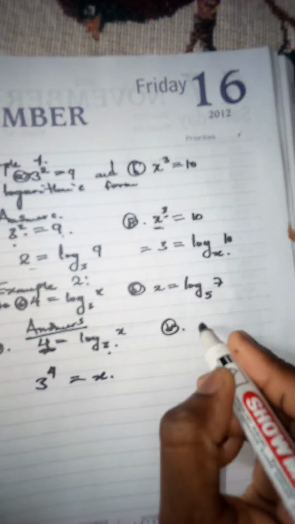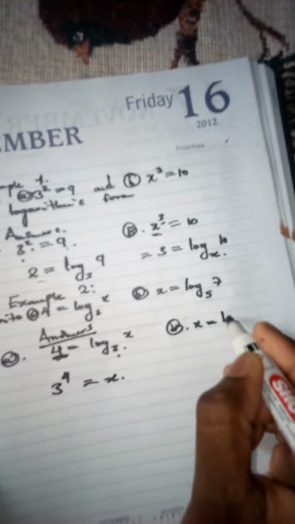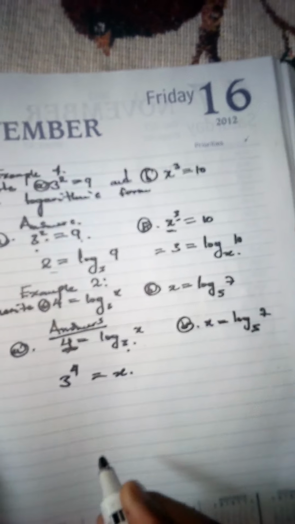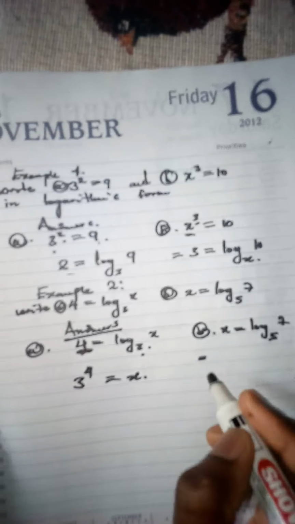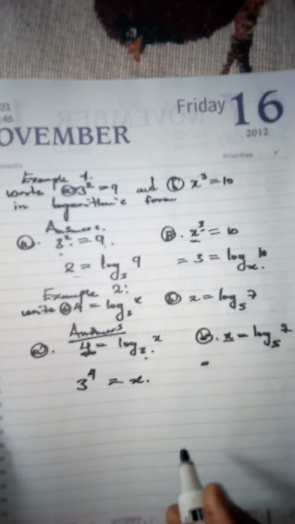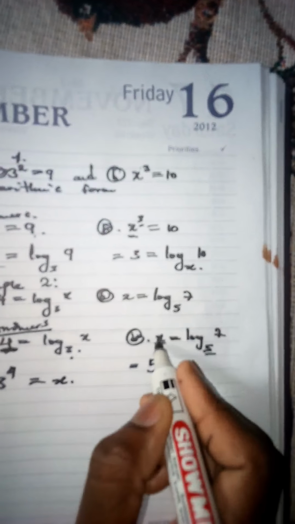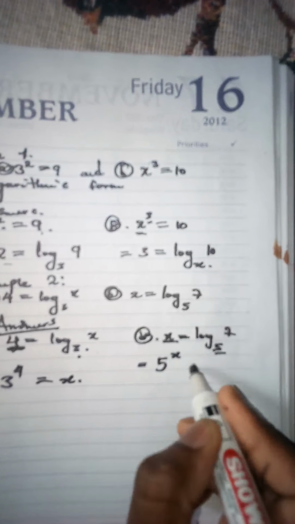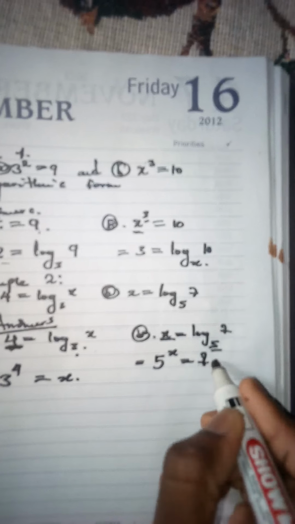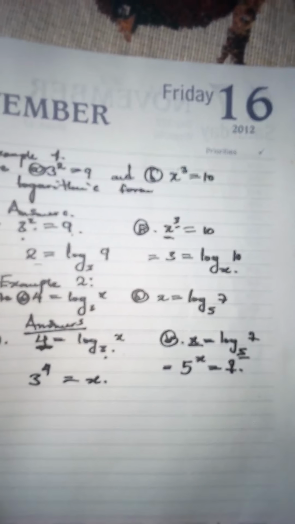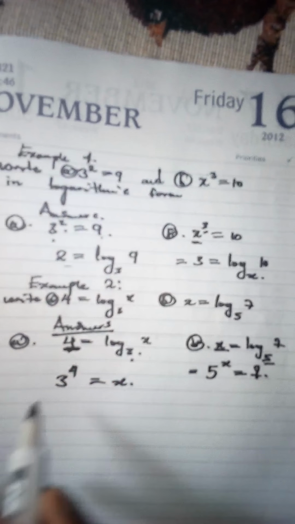Then I go to my b. It was x is equal to the logarithm of 7 to the base 5. So I know that x is my index, and 5 is my base. So I take my base 5, and then x, my index, then I equate to 7. That's how we change a logarithmic equation into exponential form.